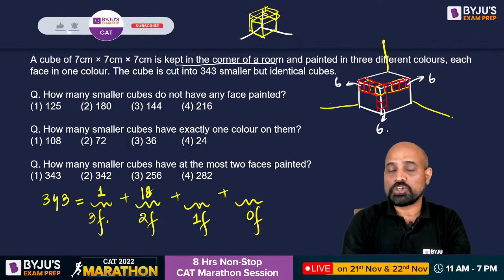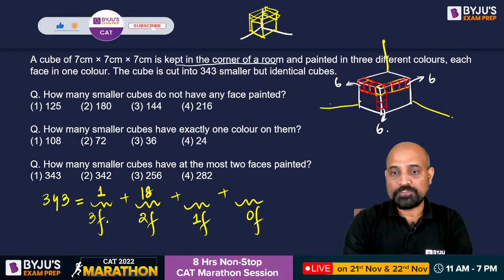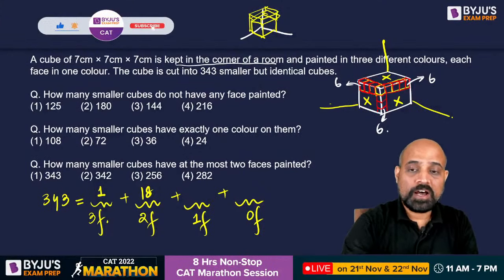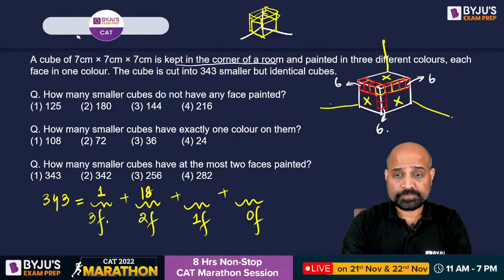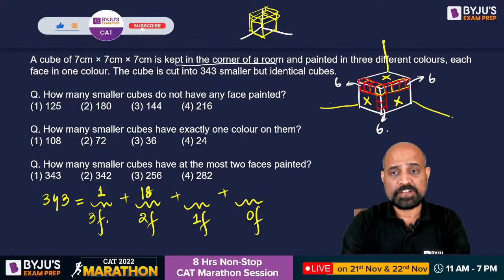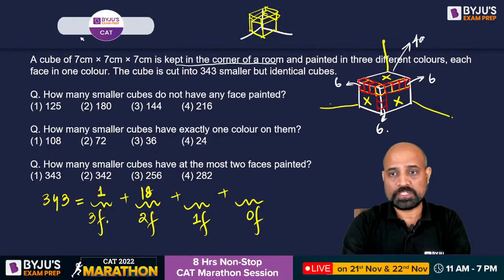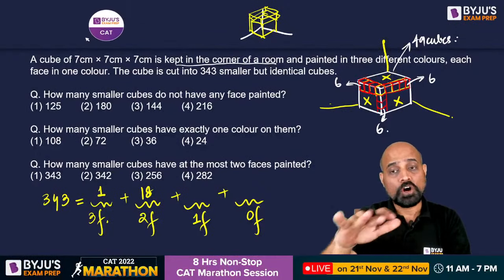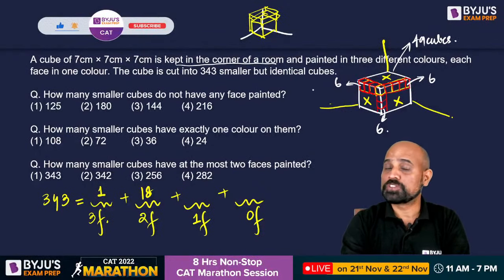Now let's talk about 1 face painted. So 1 face painted are going to be the cubes that are present at these faces, right? Now there are a total of 7 by 7, 49 cubes on the face, right? Out of those 49, how many cubes did we remove?